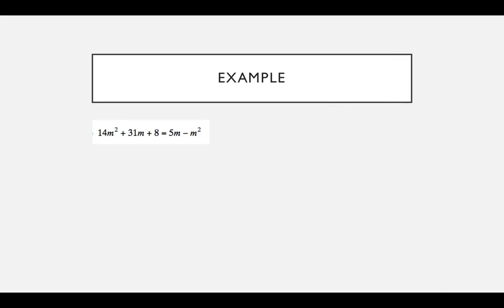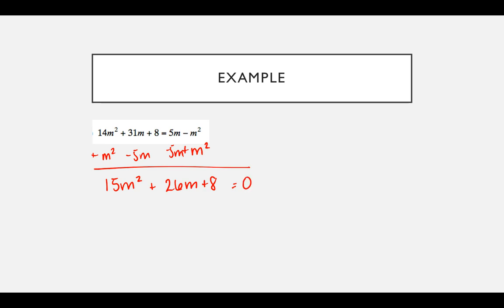So again, another example where we're not in standard form, so we need to make sure that we do that first. So I'm going to add that m squared and subtract the 5m. So that'll leave me with a 15m squared. Here that will be a plus 26m plus 8 equals 0.